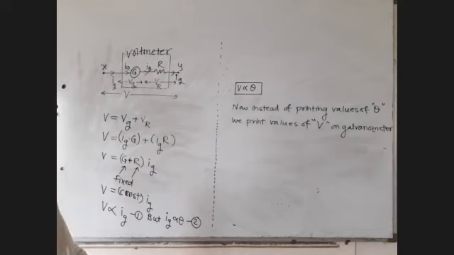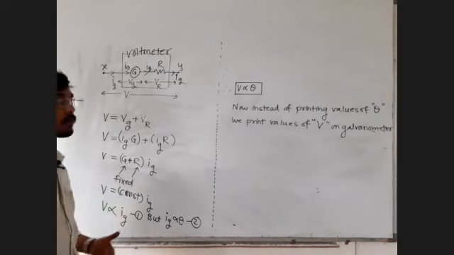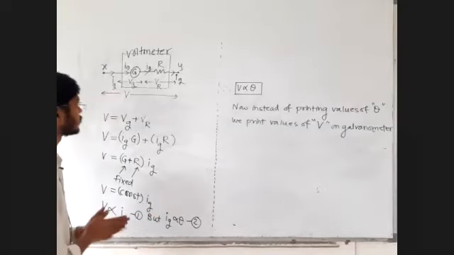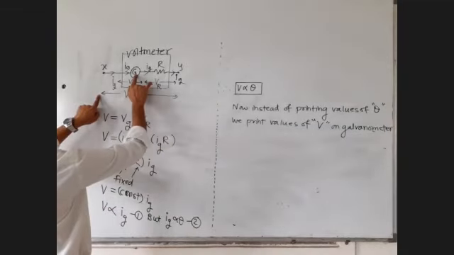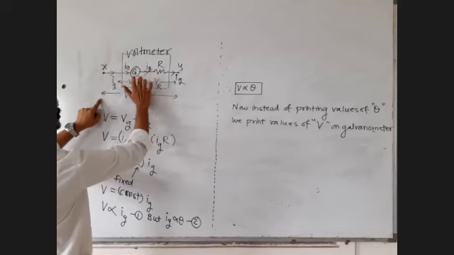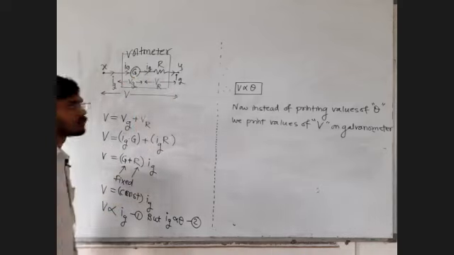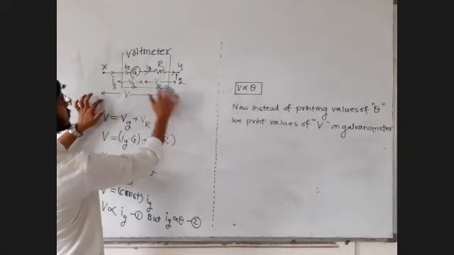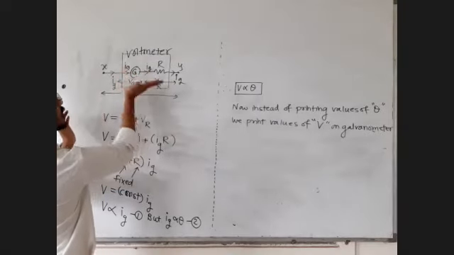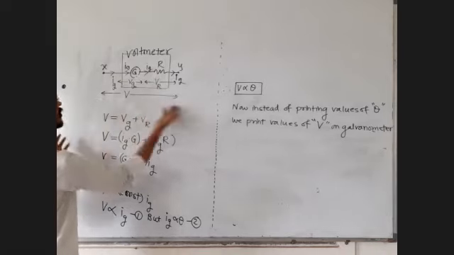Everyone shall reply me in the chat box. Check whether you get it or not. How is the galvanometer capable of measuring voltages now? This voltage is proportional to deflection. The proof is this. So instead of writing deflection values, write the voltage values.